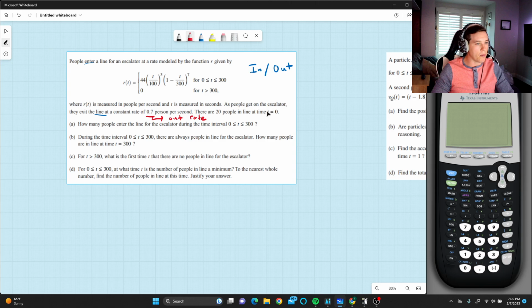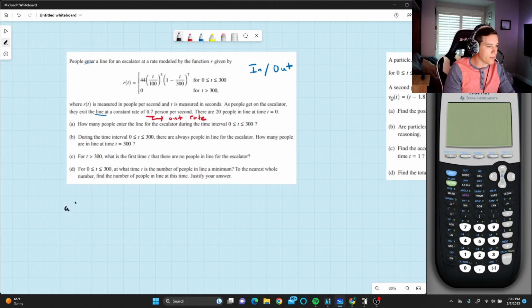And then look, there are 20 people in the line at t equals 0. That's our initial condition. So remember, always read everything, because if there's anything in there that they tell you that doesn't seem like, why are they telling me this, it's probably important. And in this case, they didn't say anything about concavity. They didn't say anything about increasing, decreasing, none of that. So chances are that there's nothing else there that I'm going to need.